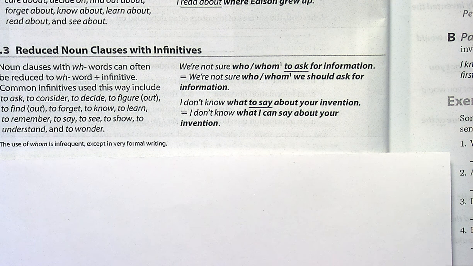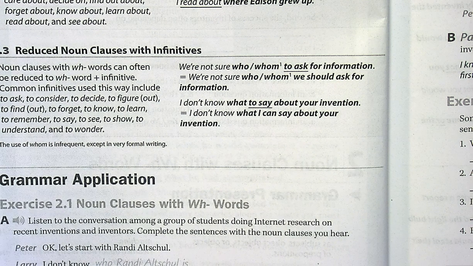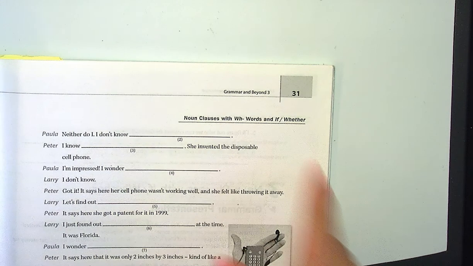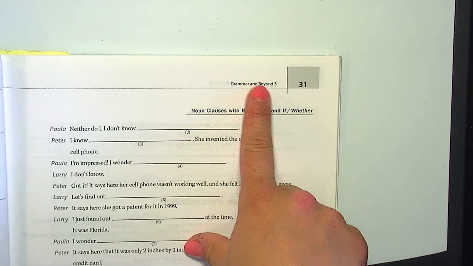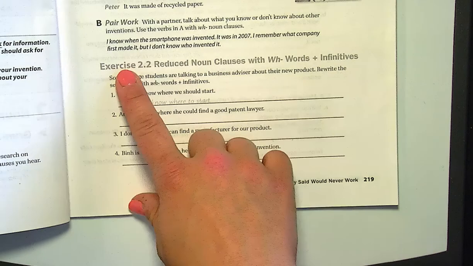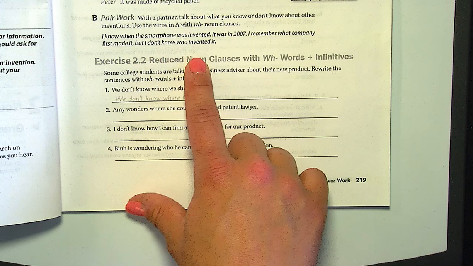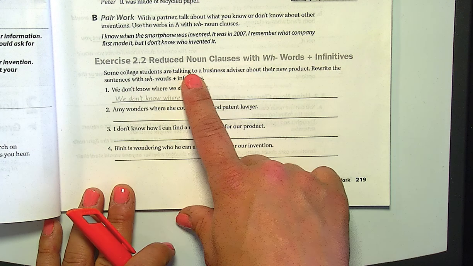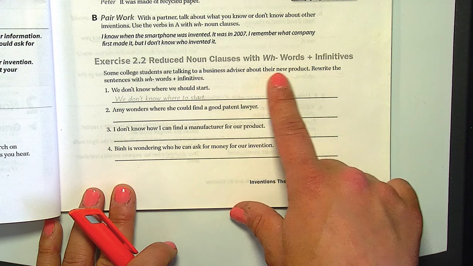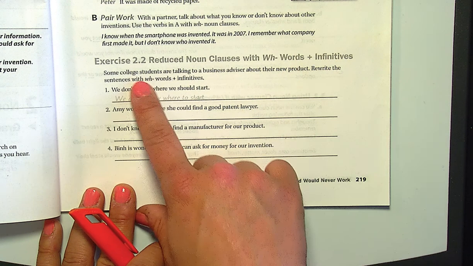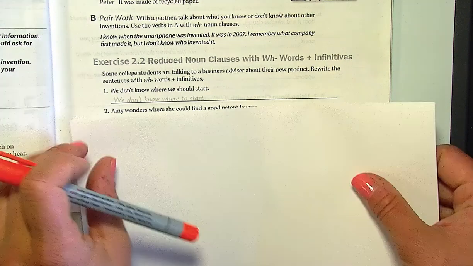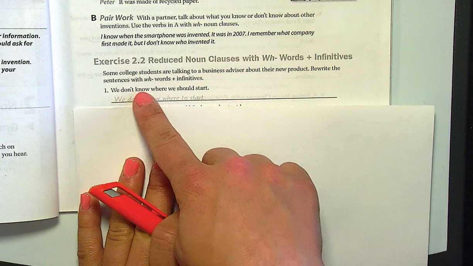Please complete exercise 2.2 on page 31 in our supplement book from Grammar and Beyond 3, please complete exercise 2.2, reduced noun clauses with WH words plus infinitive. Some college students are talking to a business advisor about their new product. Rewrite the sentences with WH words plus infinitives. If we look at the example number 1, we don't know where we should start.